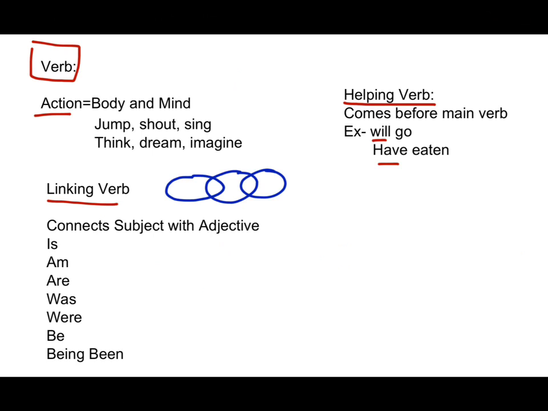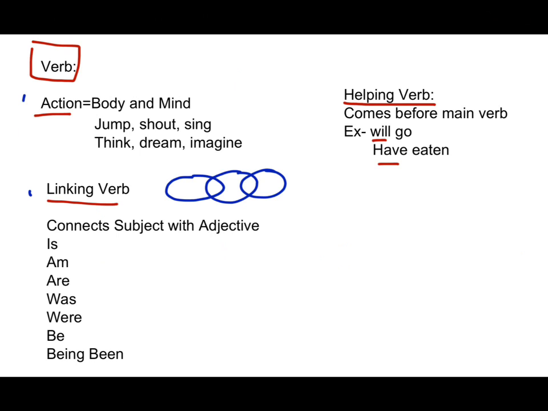The second thing we need to know, or remind ourselves of, are the different verbs. So verbs can be in one of 3 categories. We have action, we have linking verbs, and we have helping verbs. So first, action verbs can be body or mind. Examples of body action verbs would be jumping, shouting, singing, talking, those things that we can see with our eyes. Mind verbs would be still actions, but they're things we cannot see. So thinking, I can't see somebody thinking, I can't see somebody dreaming, I can't see somebody imagining. So those are all mind action verbs.